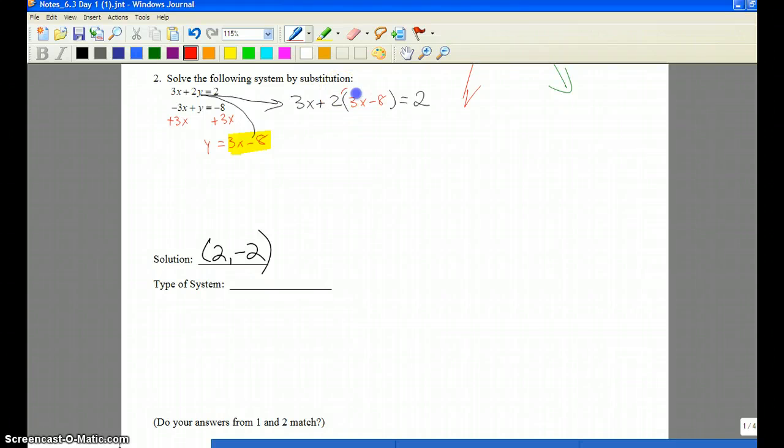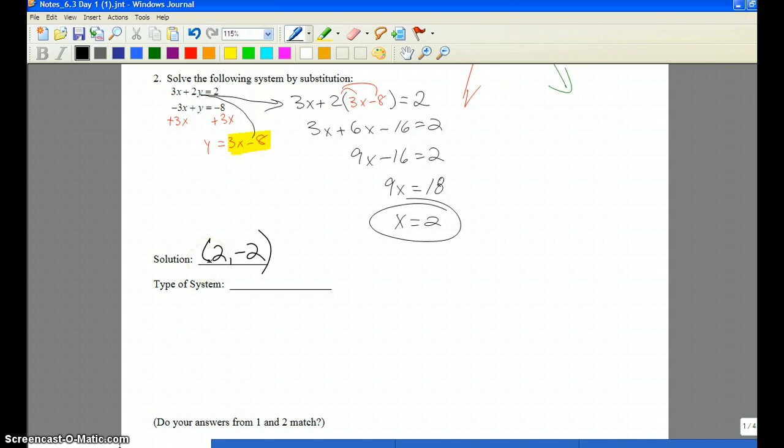From here, we distribute and solve. So we get 3x plus 6x minus 16 equals 2. Then we combine like terms. 3x plus 6x is 9x minus 16 equals 2. We're going to add 16 to both sides to get the x by itself. So we get 9x equals 18 when we add 16. Divide by 9, we get x equals 2. And that's good because that's the same solution from the previous problem because it's the same exact problem. We're just using a different method in this case.